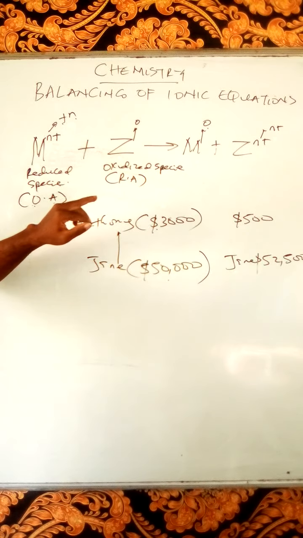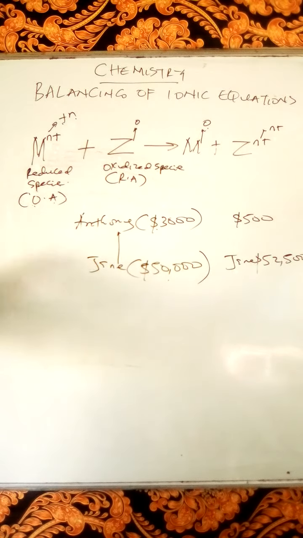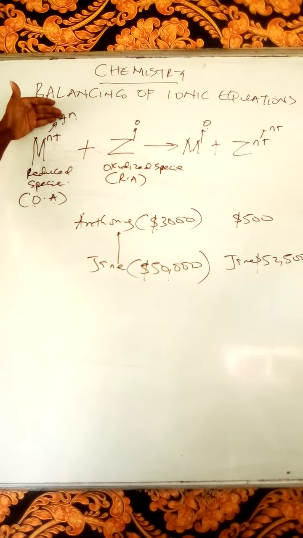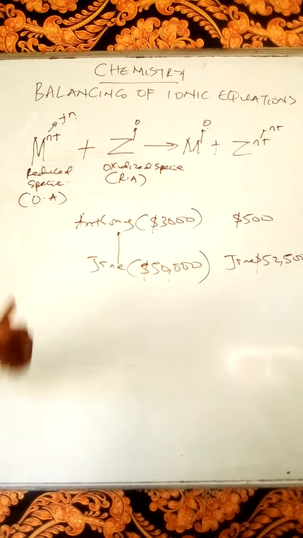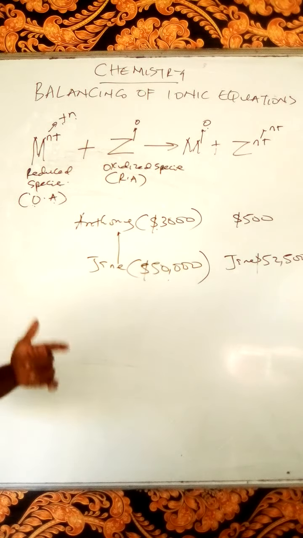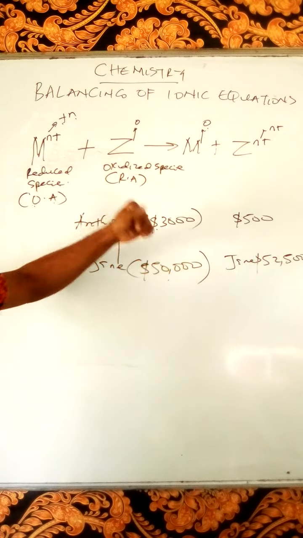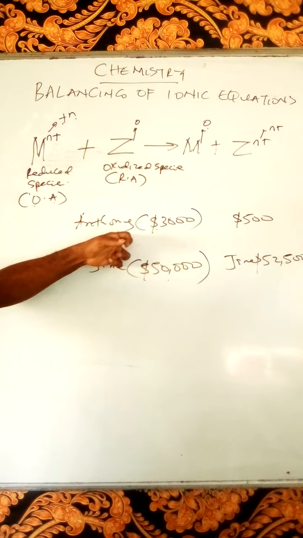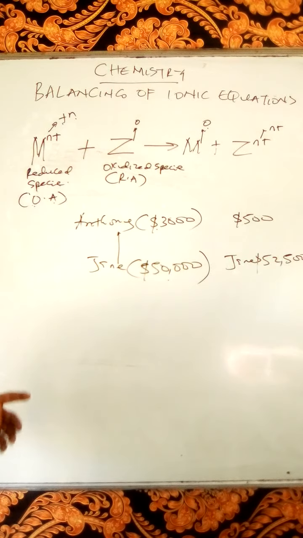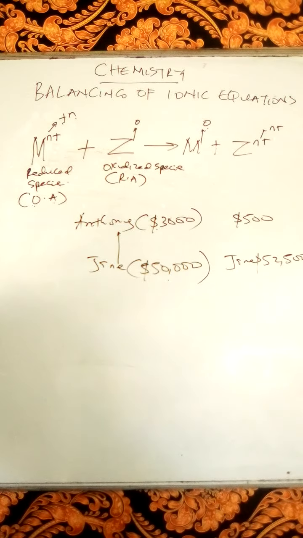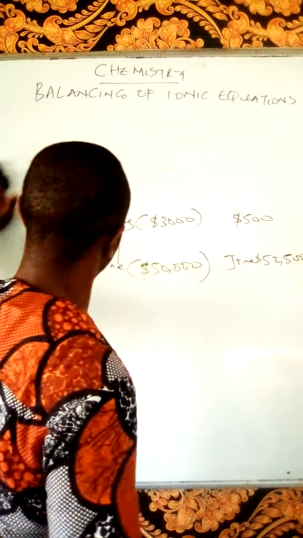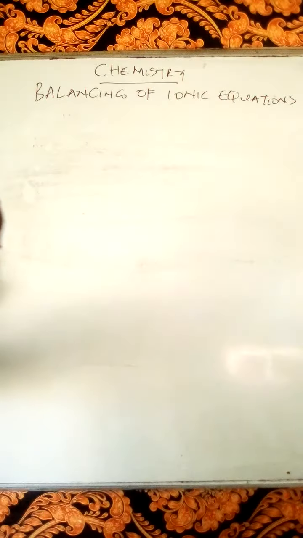The reduced species is the substance whose amount, or money, decreases, and we call that the oxidizing agent, the reduced substance. While the oxidized species is the reducing agent, in this case Jane is the reducing agent, and Anthony is the oxidizing agent or reduced person. So having understood this concept of reduction, reducing agent and oxidizing agent, we now look at the steps involved in balancing ionic equations.